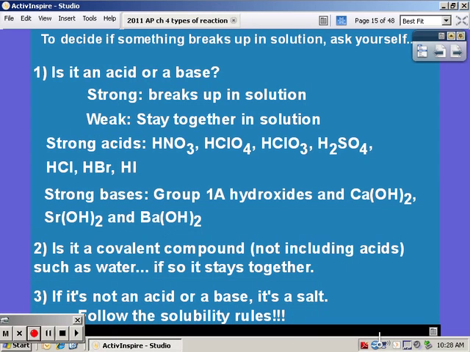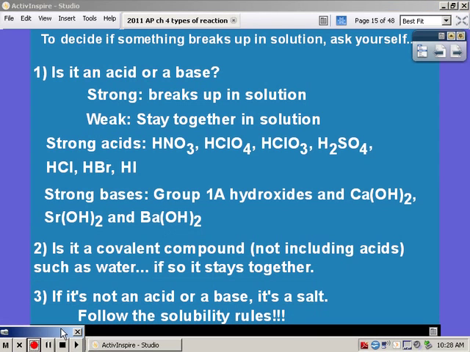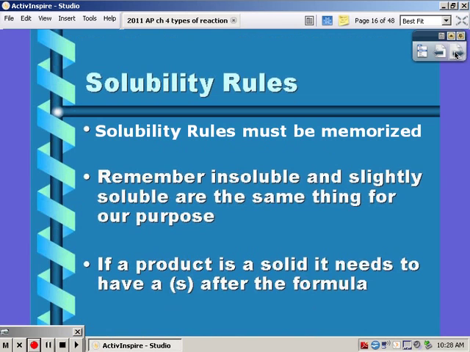If it's a covalent compound, not including acids, such as water, it's going to stay together. And if it's not an acid or a base, that means it's a salt, and you're going to have to follow the solubility rules. So your solubility rules need to be memorized. Insoluble and slightly soluble are basically the same thing.